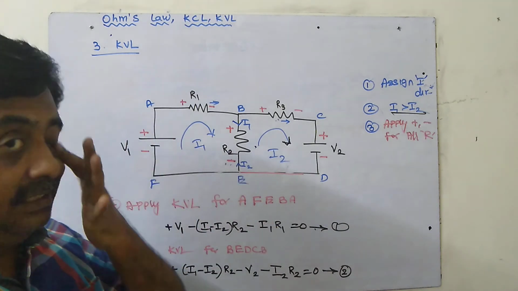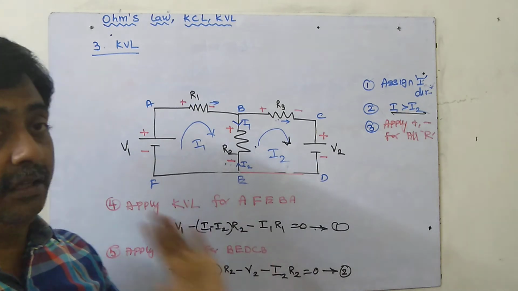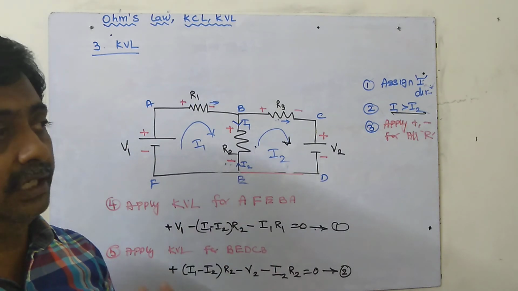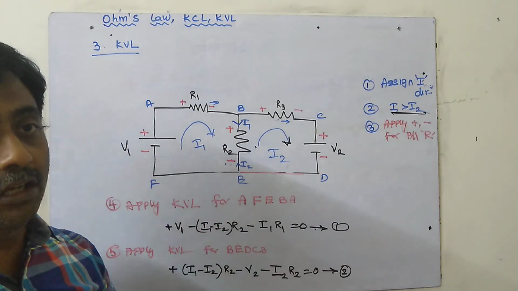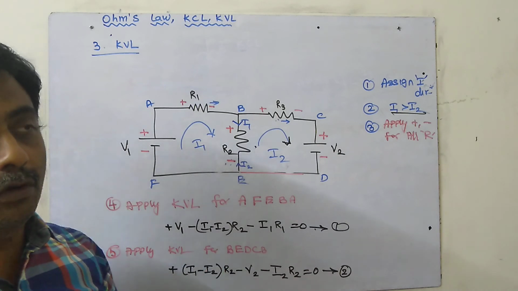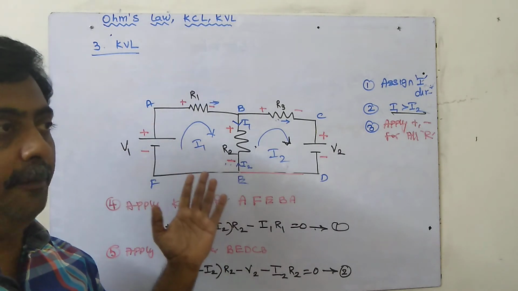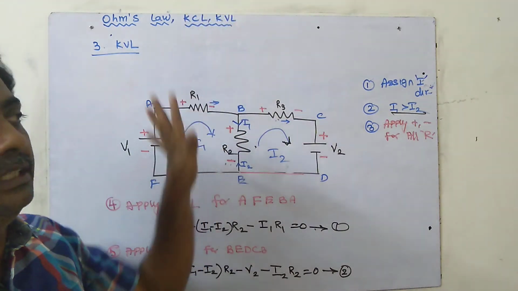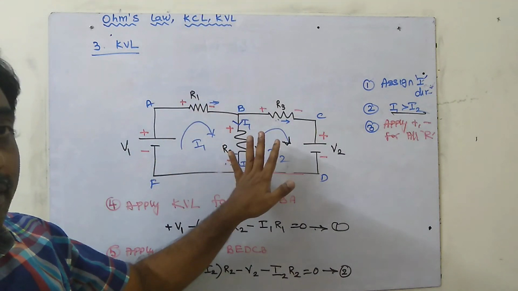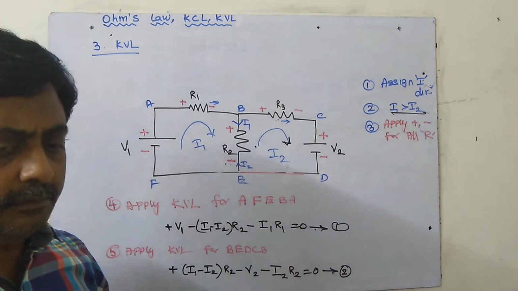What are the things we have seen? Ohm's law, V equals IR. Next, Kirchhoff's current law at a junction or node: the algebraic sum of all the currents meeting at a junction or node equals 0. Then Kirchhoff's voltage law. The first two things are very simple. The third thing, we should know how to apply.